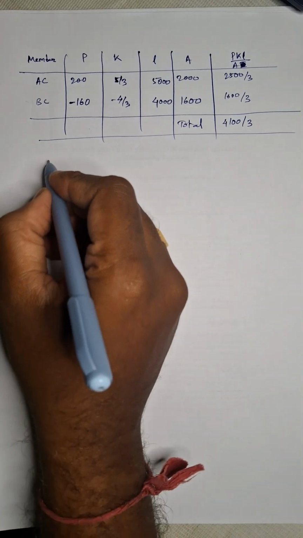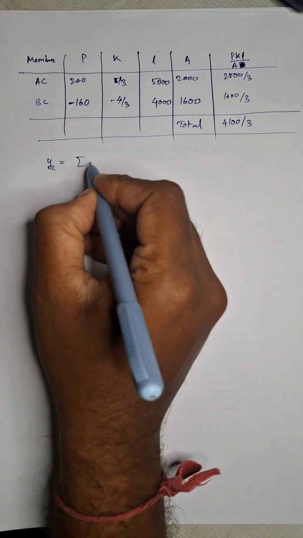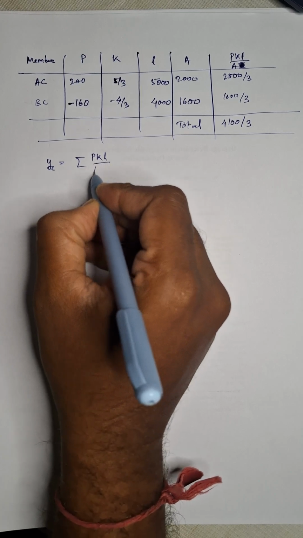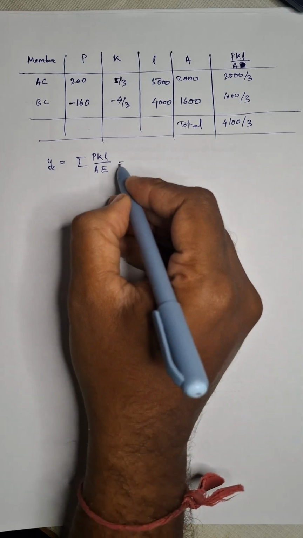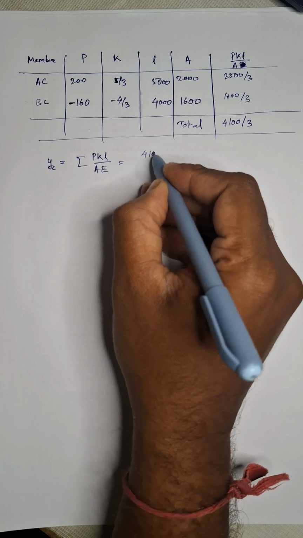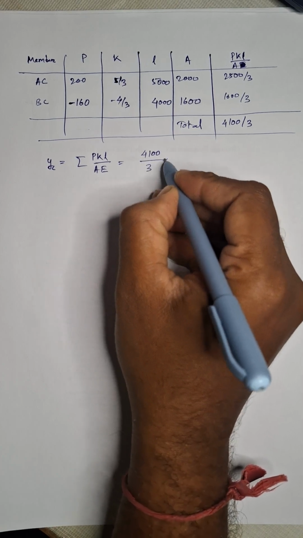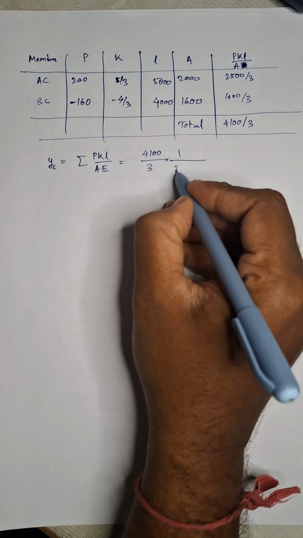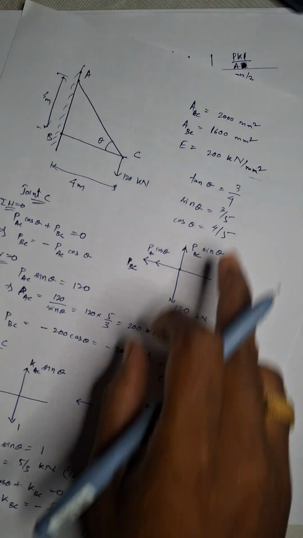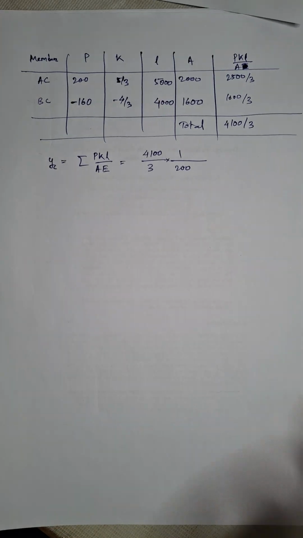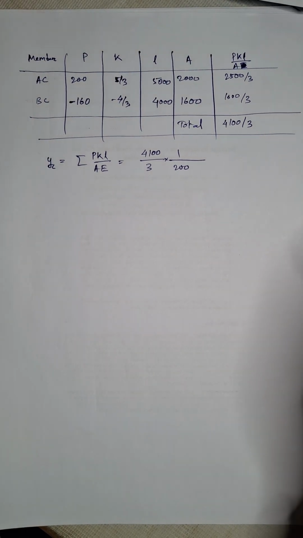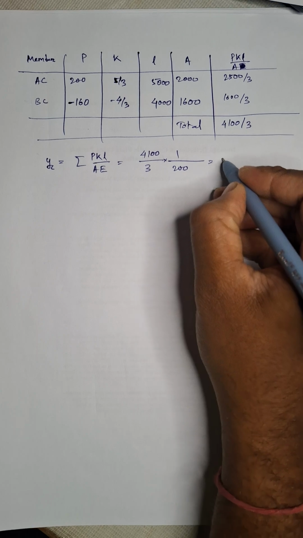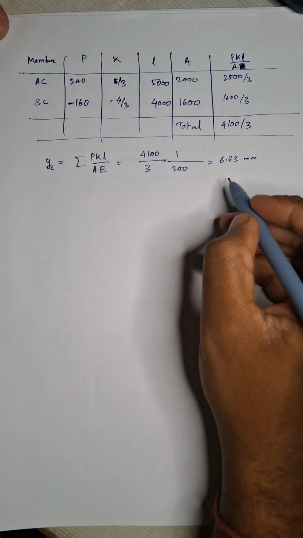Now vertical deflection at C, delta C, can be written as summation of PKL divided by AE. So we'll divide by E with this term, so this will be 4100 divided by 3 into 1 by E. E is 200 kilonewton per mm square. We have already found this. Load is taken in kilonewton and other terms in mm square. So if we solve this, we will get 6.83 mm. So we got the vertical deflection.